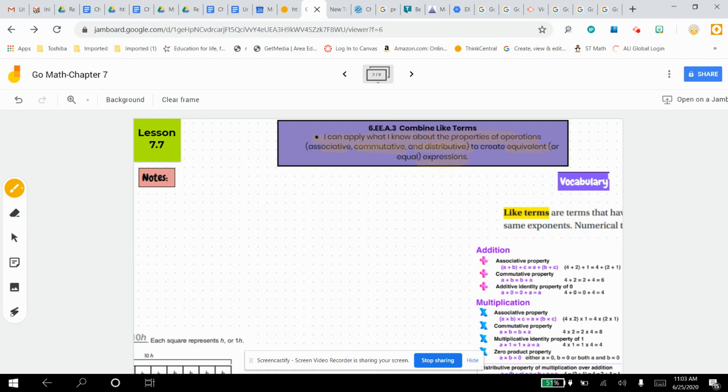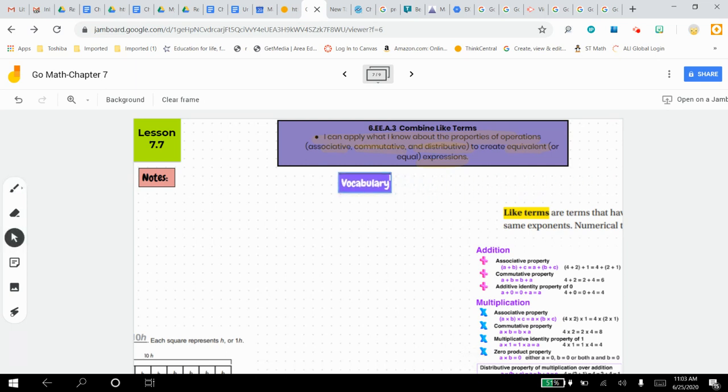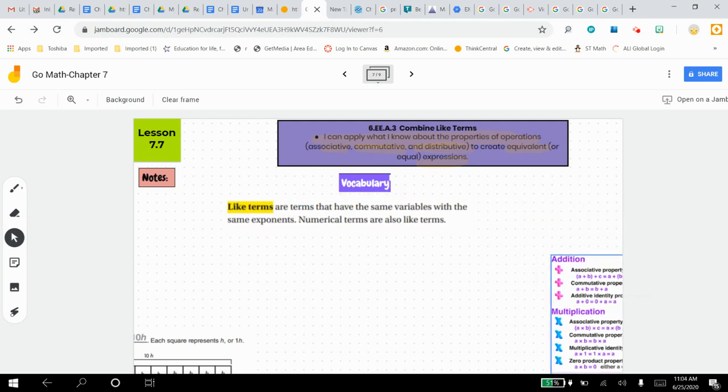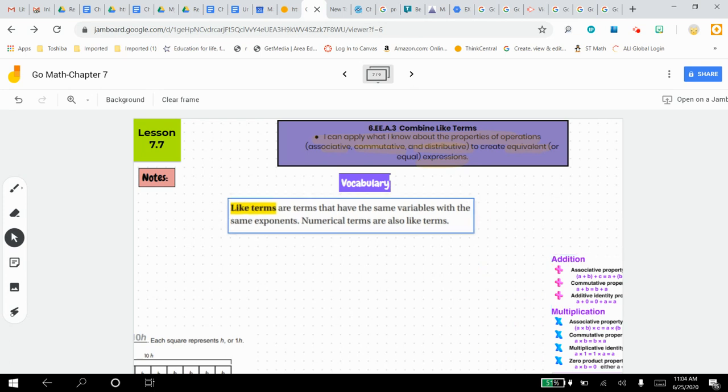Something that's super important today, before we even get started, I want to point out a very important vocabulary word, and that's this word right here: like terms. Like terms are terms that have the same variable with the same exponents. Numerical terms are also like terms.